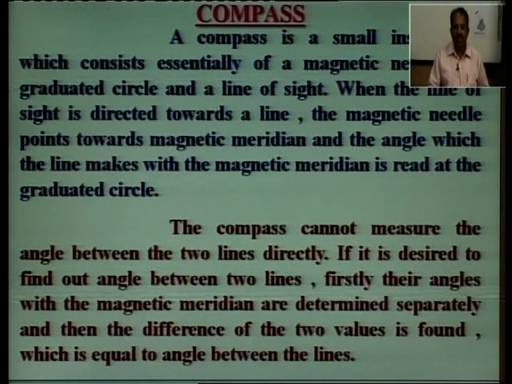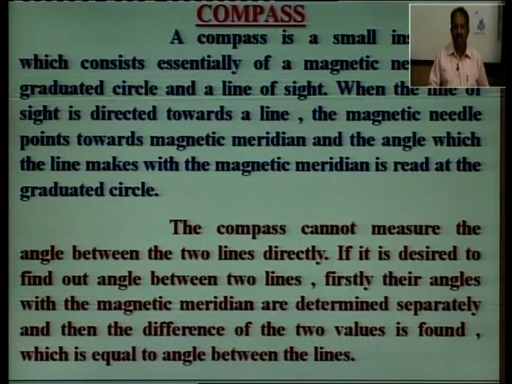A compass is a small instrument which consists essentially of a magnetic needle, a graduated circle and a line of sight. When the line of sight is directed towards a line, the magnetic needle points towards the magnetic meridian and the angle which the line makes with the magnetic meridian is read at the graduated circle.